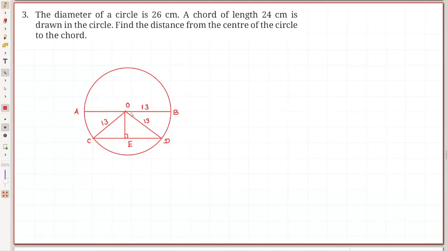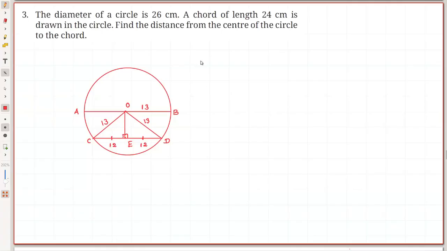Again, we can use the theorem: the perpendicular drawn from the center to the chord bisects the chord. So CE is equal to ED. The radius 13 is given, and the chord length is 24 centimeter. It bisects the chord, so half of 24 is 12. This will be 12 and this also 12. Now we can easily find OE length based on the Pythagoras theorem, because this forms 90°.